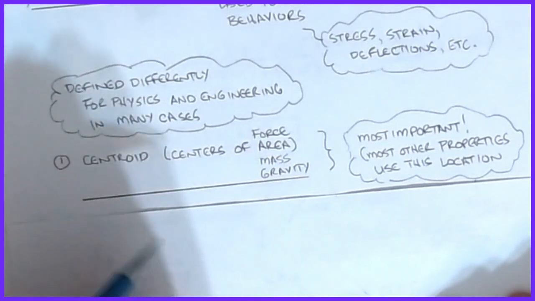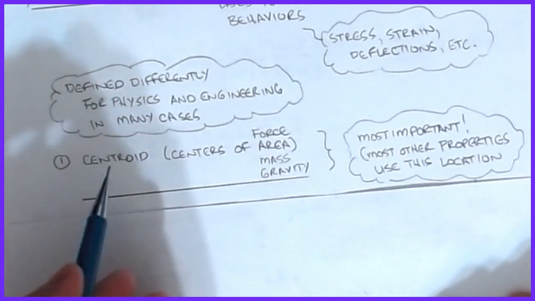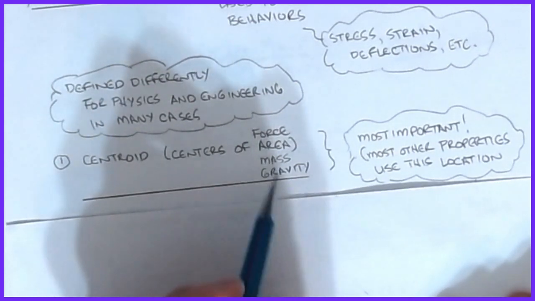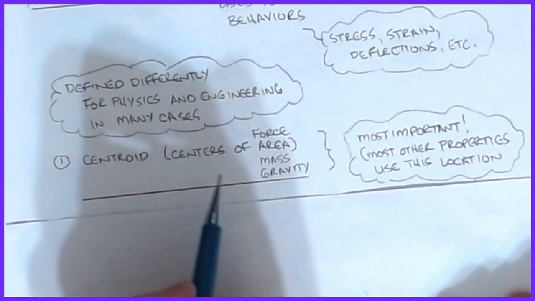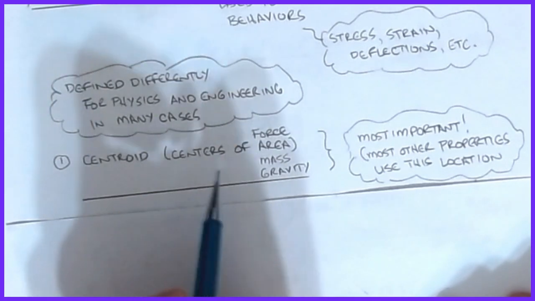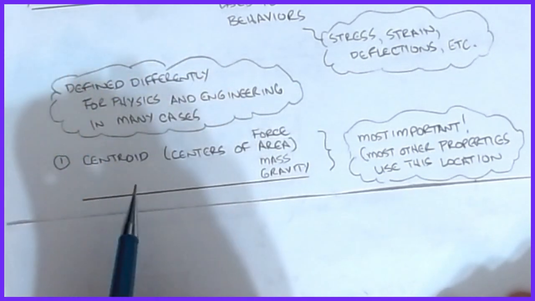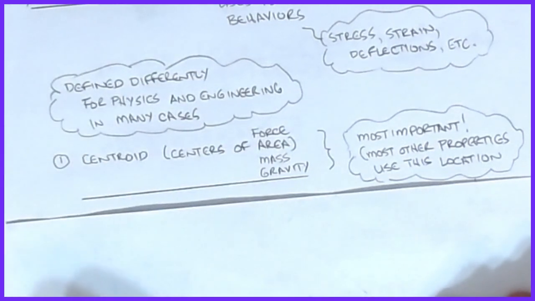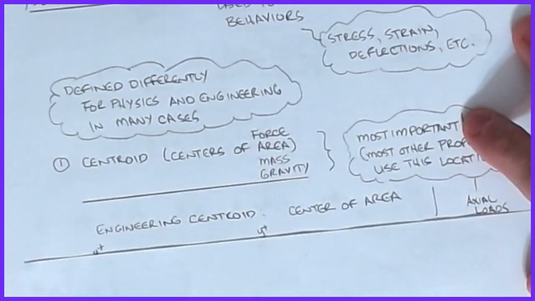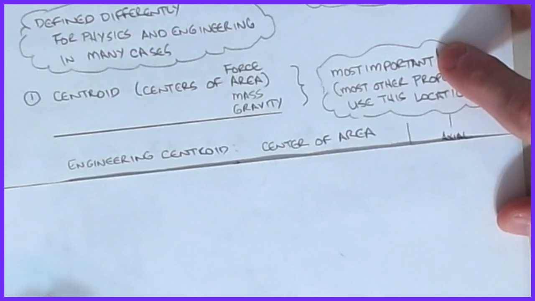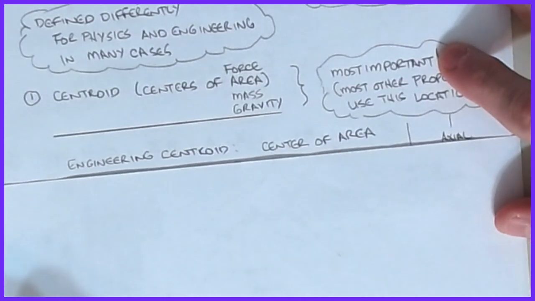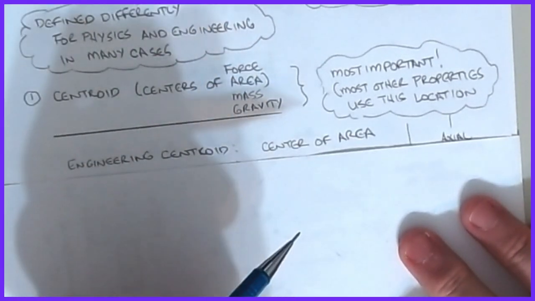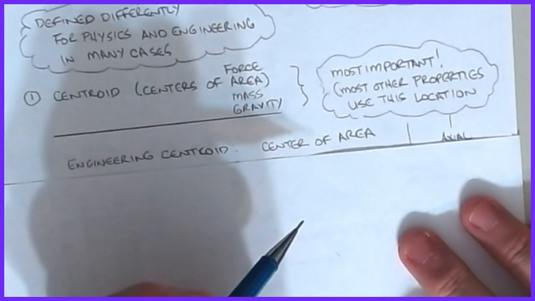Now, in most engineering applications here on planet Earth, the mass and the gravity are located at the same point, and area is often at the same location as well, based on some assumptions. But in a true physics sense, from a theoretical standpoint, these can all be different locations within the same object. So for us, we're going to focus on the engineering centroid, and this is called the center of area. And this has some very important meaning to us as engineers.